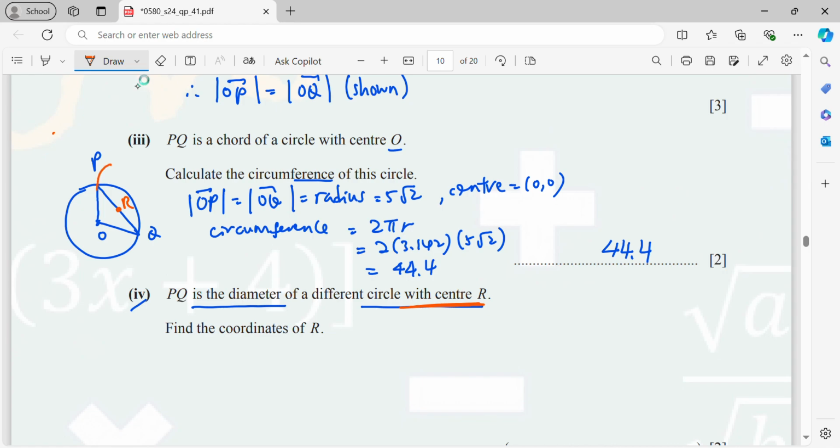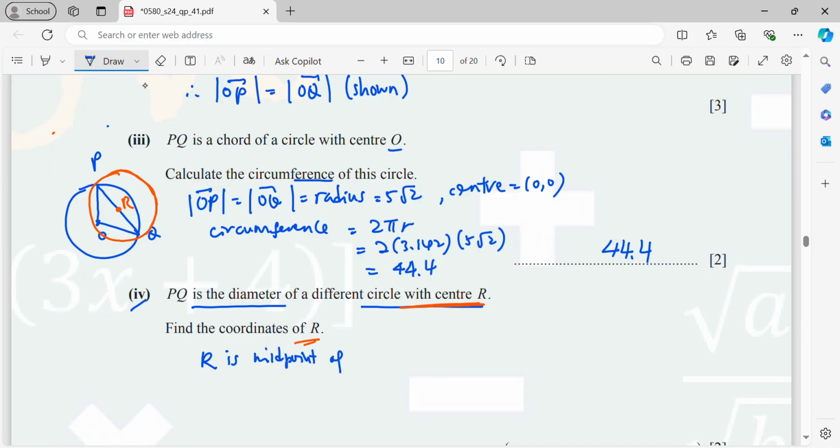And now probably this is your circle. Okay, so just a rough idea. This is the new circle. And now you need to find out what R is. So obviously PQ is the diameter. That means R is the midpoint of PQ. So now from here I will write R is the midpoint of PQ.